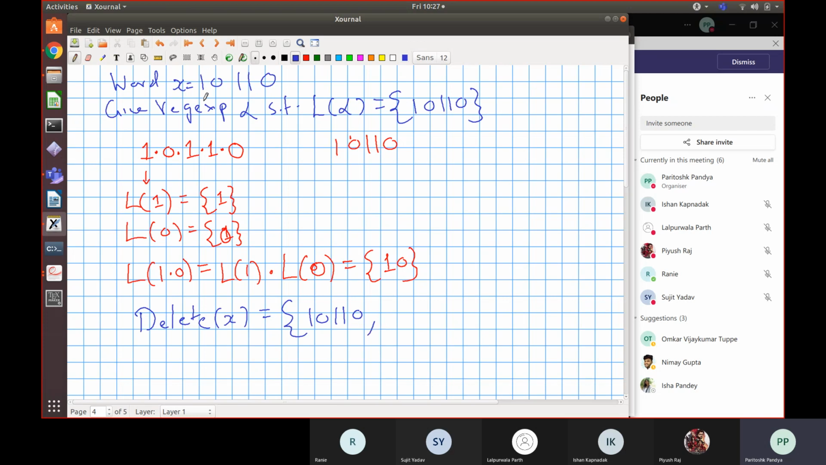Suppose I choose to delete the first letter 1 from X. So I will get 0, 1, 1, 0. This will also be a word in this. Suppose I choose to delete the last letter from the word. I will get 1, 0, 1, 1. This will be in the language also. Suppose I keep only the first and the last letter, deleting everything else. I will get 1, 0. So all such words will be in my delete of X. So is the notion of delete of X clear to you?